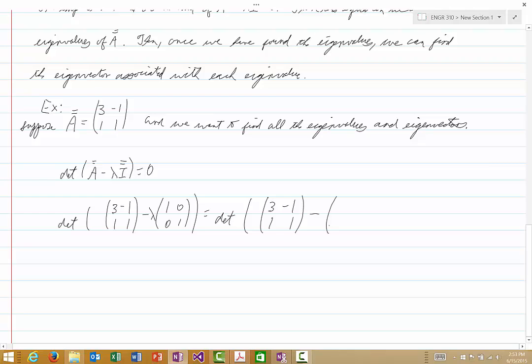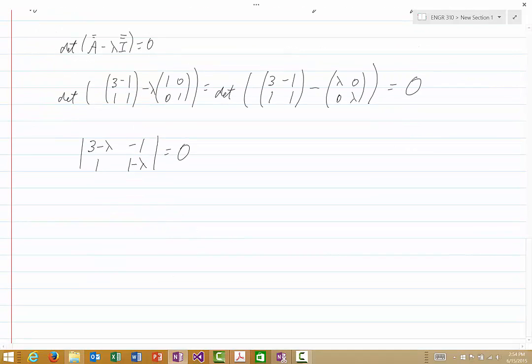Okay, so when we multiply lambda times the identity matrix, we get lambda 0, 0, lambda. And now we set that equal to 0. So that tells us that when we do the subtraction of the two matrices, we get 3 minus lambda, -1, 1, 1 minus lambda, and that's equal to 0.